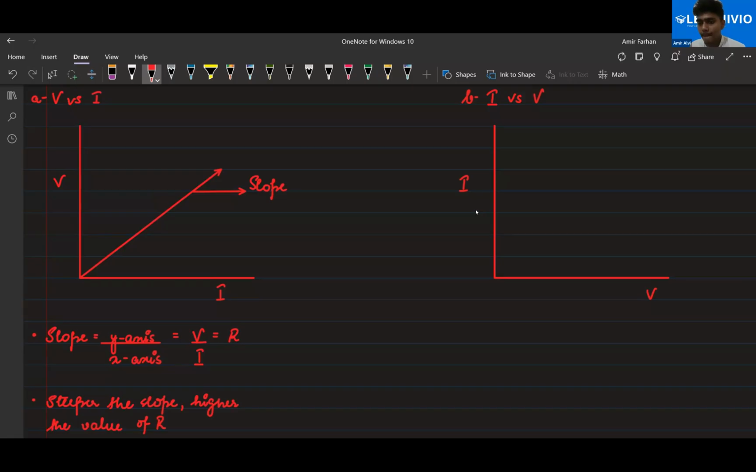Curve. Zainab said curve. Aisha, Mariam, and Alvina, it's up to you now. It's a very simple question. Why are you taking so much time? Alvina said straight. Zainab said curve. Aisha and Mariam, let me know the answer. Straight, by Aisha as well. Okay, Mariam.